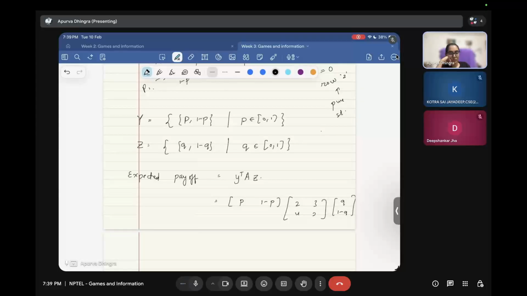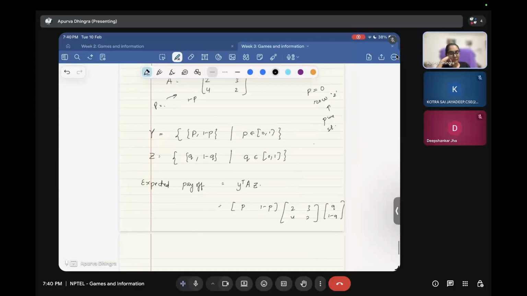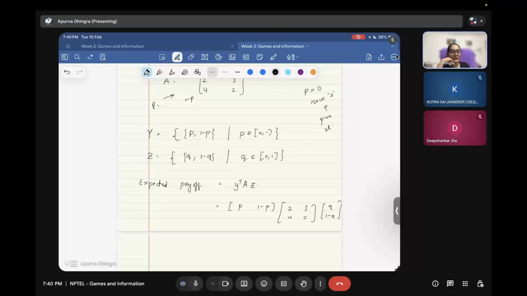You could write this out cleanly if you want. So this gives us the expected payoff for a choice of P and Q. Now if you change the value of P and Q, the expected payoff changes. Right? So that at least suggests, maybe it doesn't tell you right away, that we can use the same kind of arguments that we had so far.